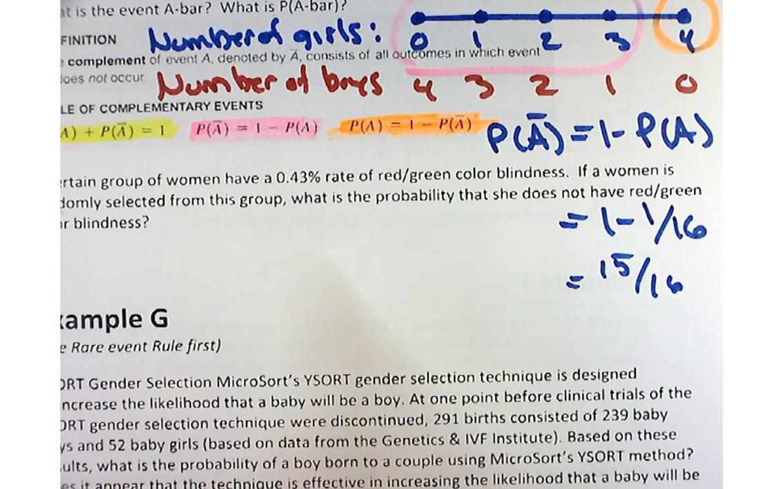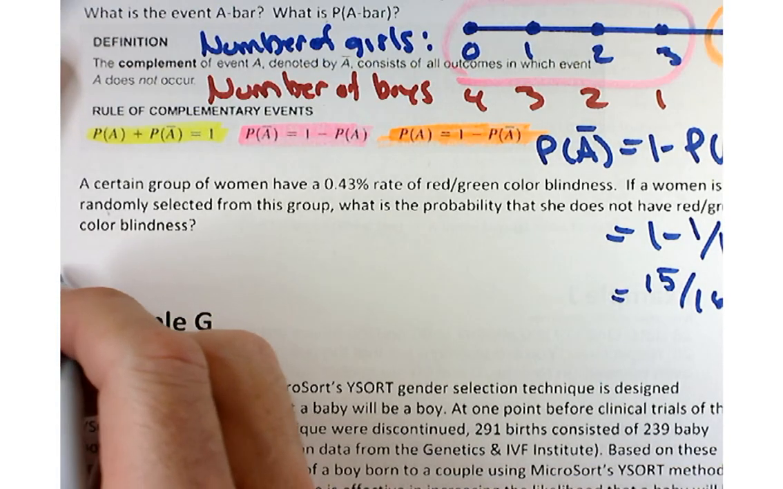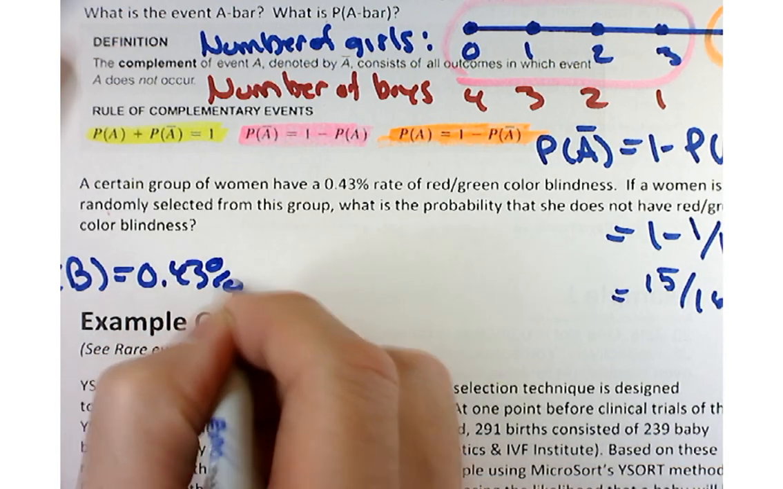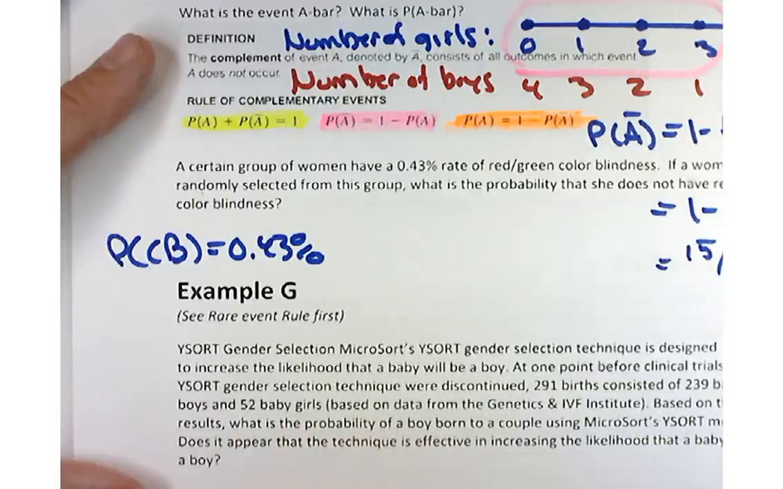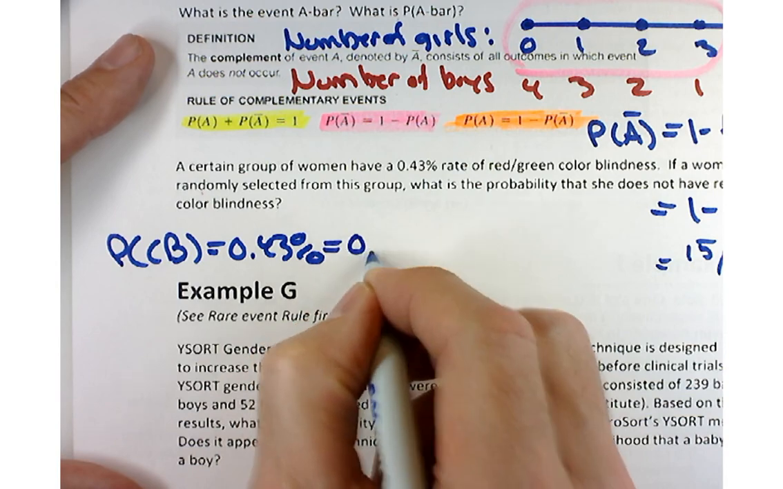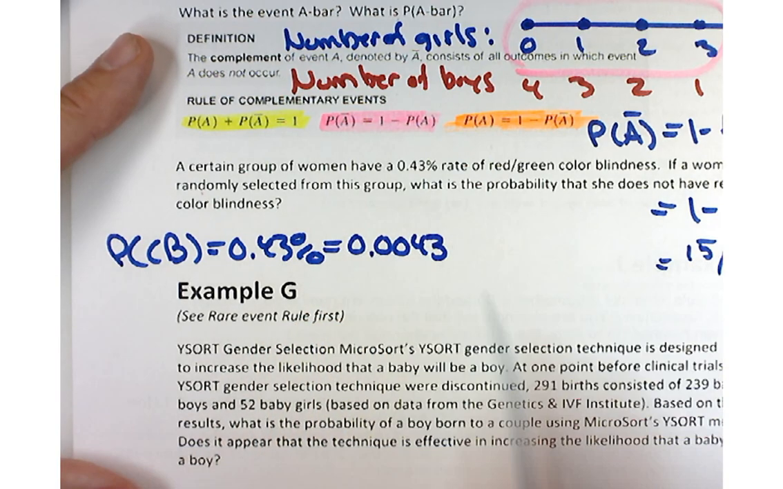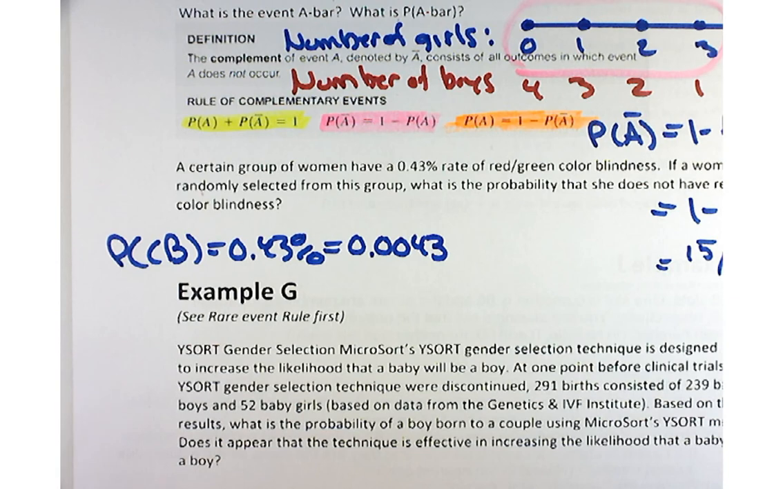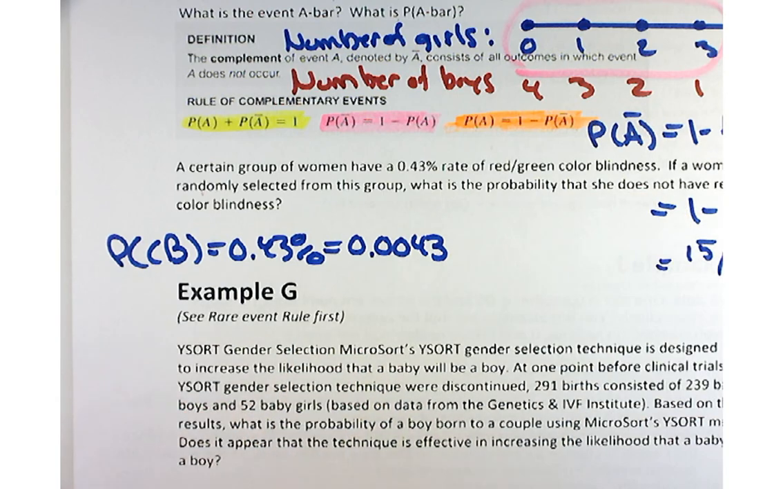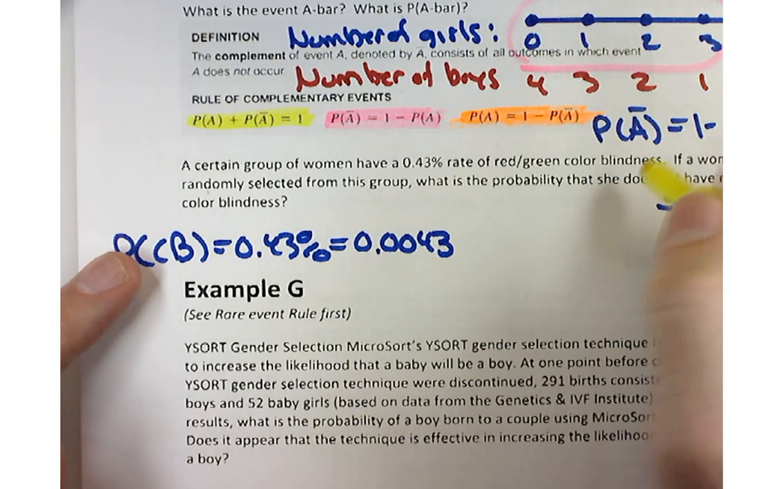Gotta be a little bit careful here. So probability of, I'm just going to say color blindness is 0.43%. But what's tricky is that you got to remember that the 0.43 is already a percentage. So if you turn that to a decimal, it's 0.0043. So now let's look at that. Is that a big chance of color blindness? No, it's not. But we want to know what's the probability that she does not have red-green color blindness. So what is that? Does not have. How could I write that?